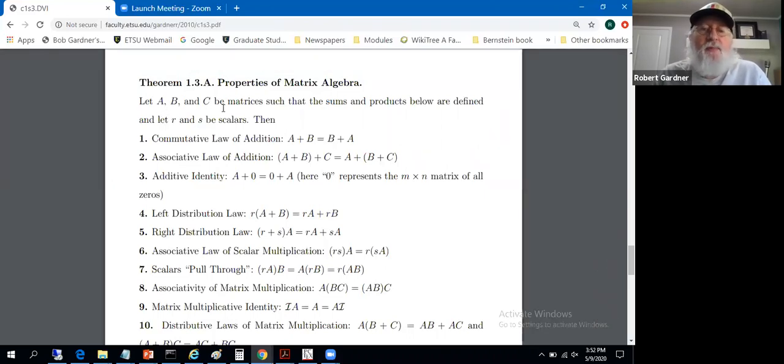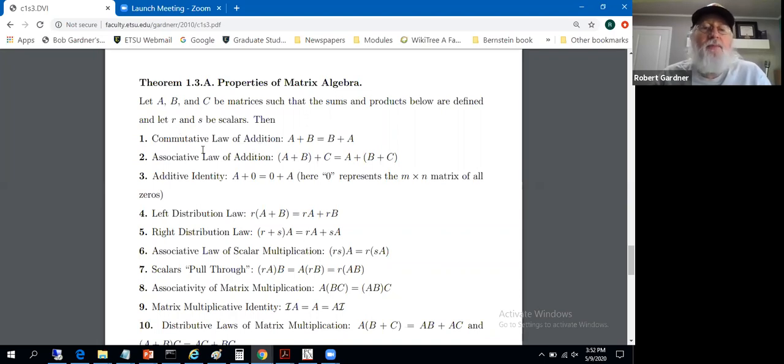Okay, so we'll take three matrices, A, B, and C, such that the sums and products below are defined. That's their cheap way of saying the dimensions are correct for the products that we're going to talk about to exist and for the sums we're going to talk about to exist. And let R and S be scalars.